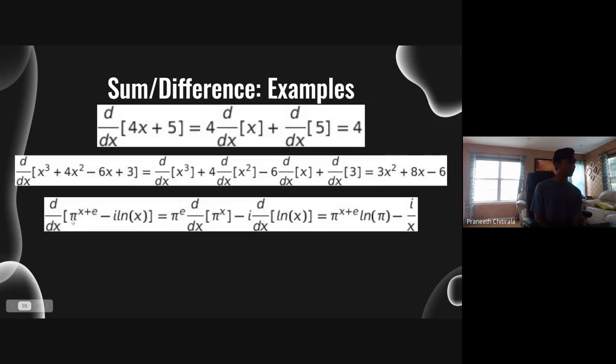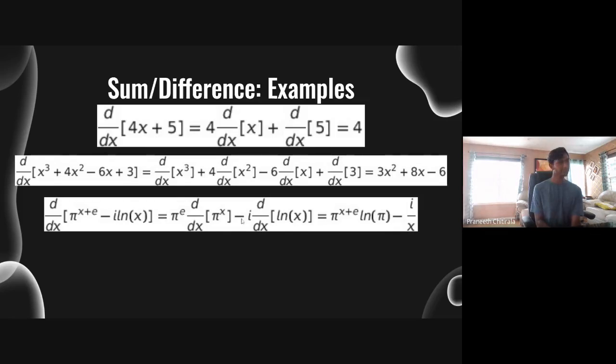Pi to the x plus e power can be separated into pi to the x power times pi to the e power, and pi to the e is a constant, so you just move that out. And i is a constant, so you can just move that out from here. The derivative of an exponential function, so the derivative of pi to the x power, is just pi to the x times natural log of pi. And the derivative of natural log of x is just 1 over x. So this is the derivative that you'll get here.